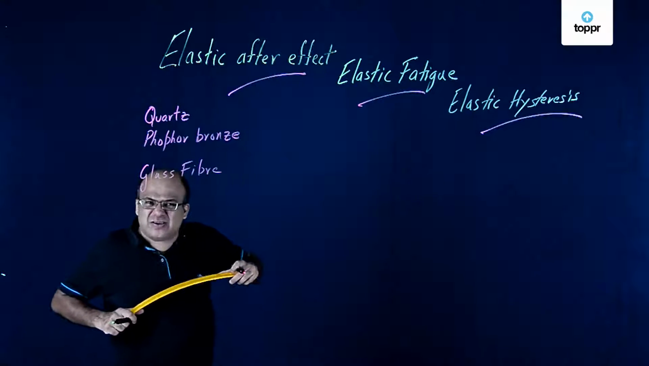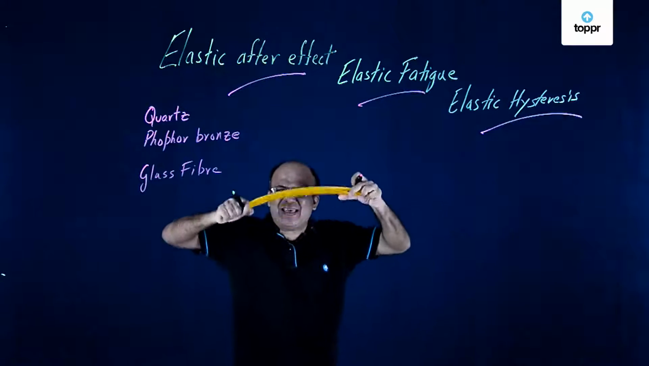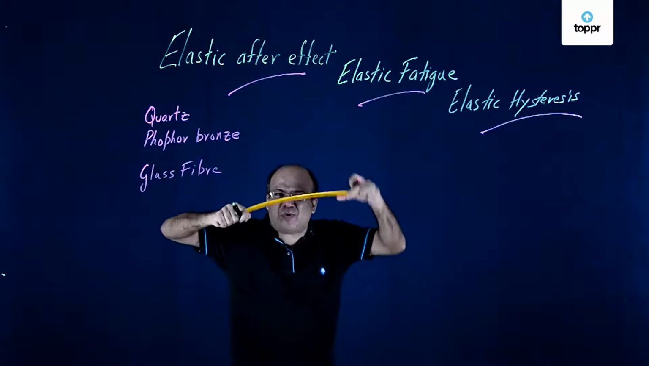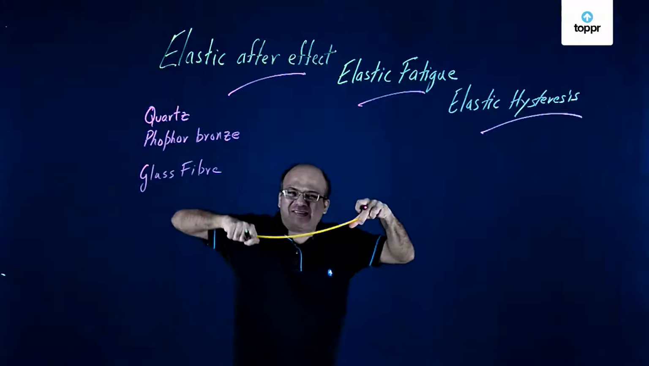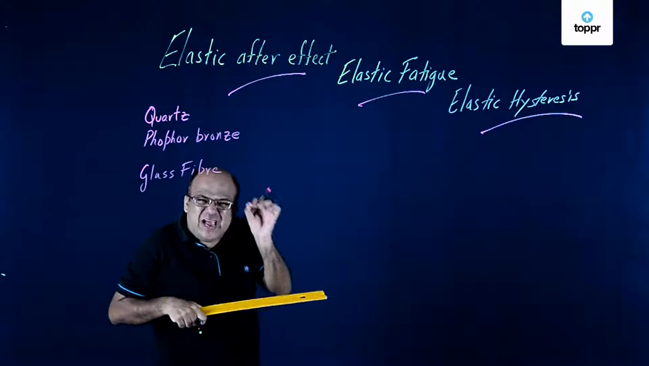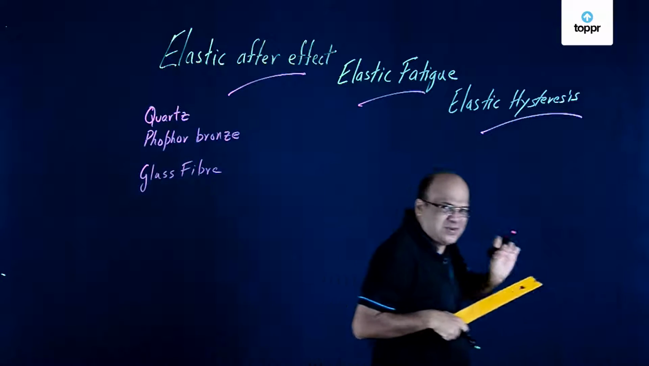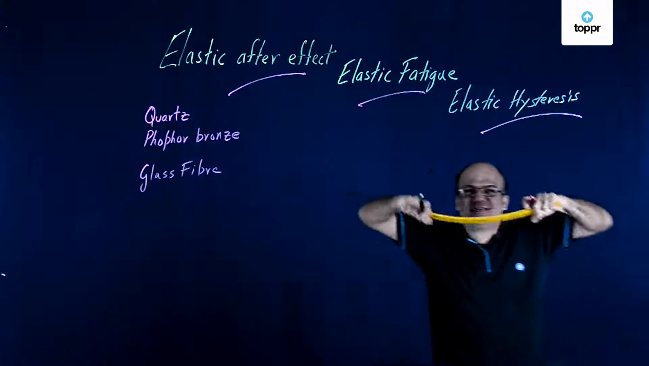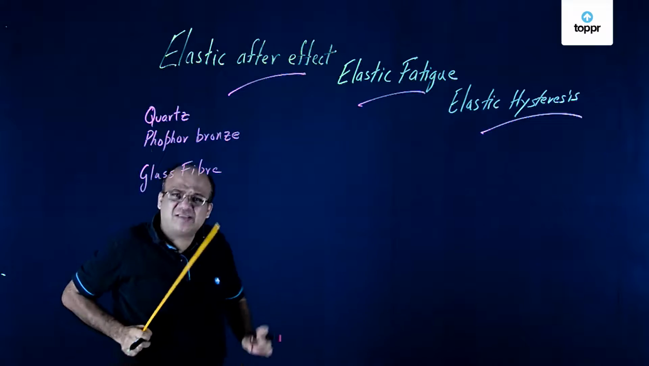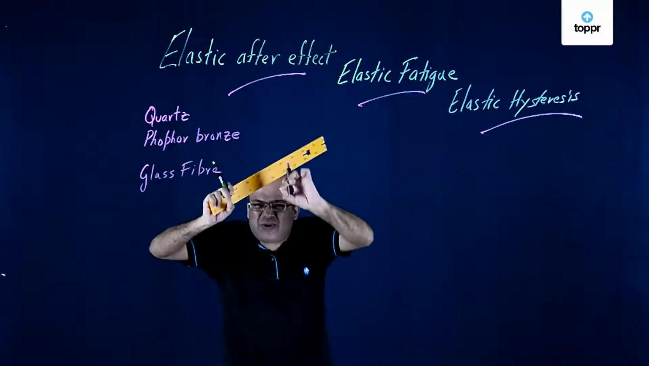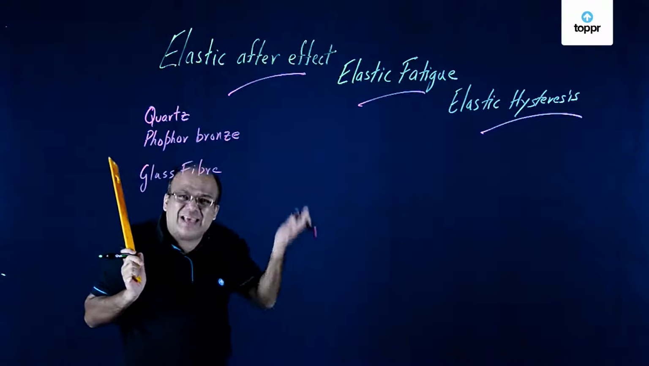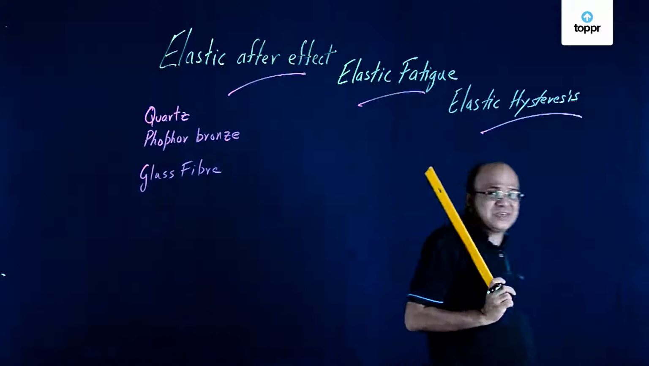Elastic fatigue. What is this? Suppose we give this scale alternating strains. So I keep on doing like this. After some time, this scale will break. Right? The loss in strength of a material due to alternating strains is called elastic fatigue. Suppose you take a wire and you give it alternating strains. Then after some time the wire breaks. That is called elastic fatigue.